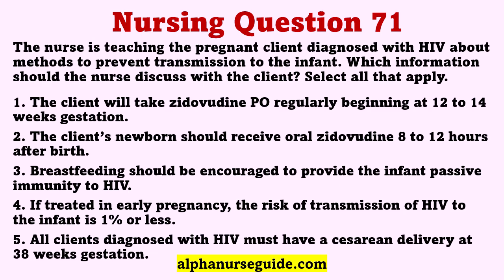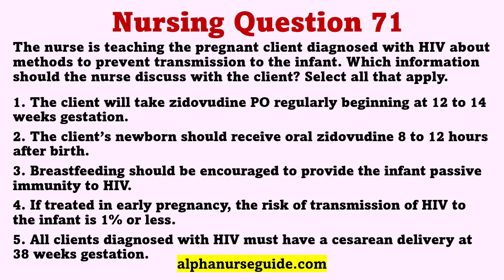The correct answers are 1. The client will take zidovudine PO regularly beginning at 12 to 14 weeks gestation. 2. The client's newborn should receive oral zidovudine 8 to 12 hours after birth. And 4. If treated in early pregnancy, the risk of transmission of HIV to the infant is 1% or less. Zidovudine is given orally, as directed, around the clock. The newborn should receive oral zidovudine syrup beginning 8 to 12 hours after birth until 6 weeks old.